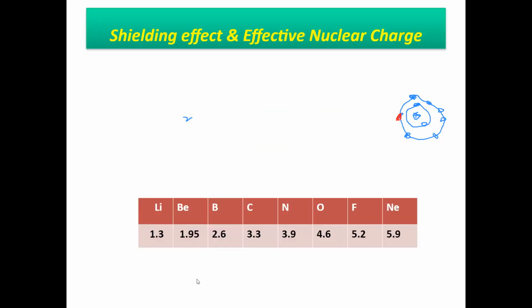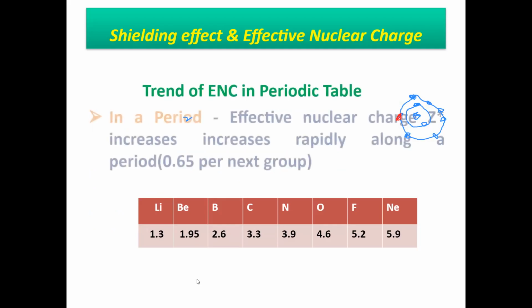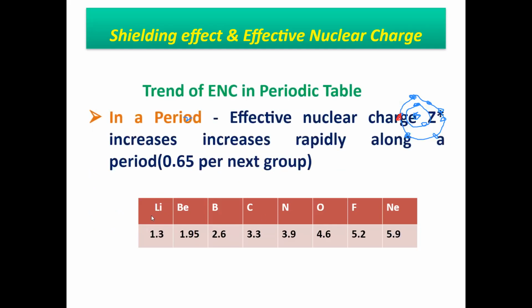So similarly, you have to observe now the trend for effective nuclear charge. Let us first take the periods, from left to right. First I am taking the second period: lithium, beryllium, boron, carbon, nitrogen, oxygen, fluorine, neon. Observe. I selected the effective nuclear charge for outermost electrons only, not for all electrons. For the outermost electron, lithium is 1.3, beryllium 1.95, boron 2.6, carbon 3.3, nitrogen 3.9, oxygen 4.6, fluorine 5.2, neon 5.9.